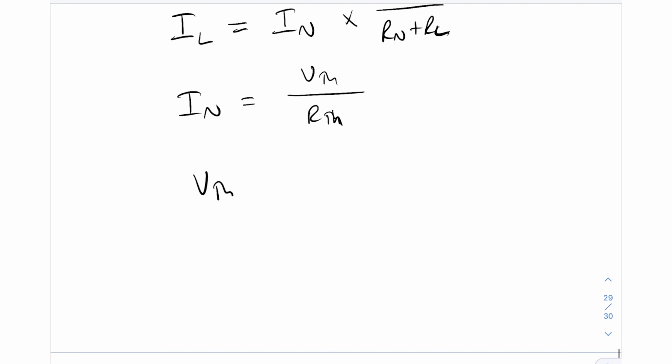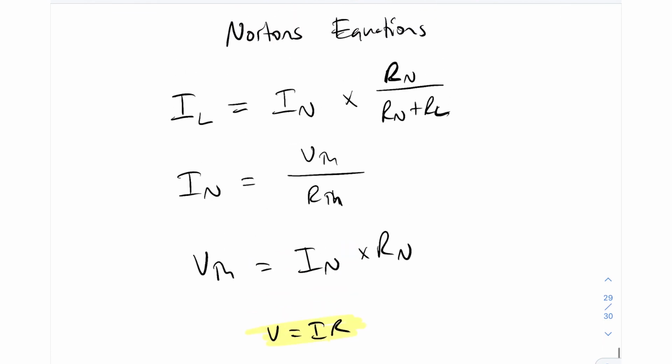And if you wanted to find V Thevenin, which is what we've just done, and you've already done Norton's, then you can just do I Norton times R Norton. Obviously that's basic because that's just V equals IR. If you know this, this is super basic stuff. But if you haven't done it, don't worry about it.